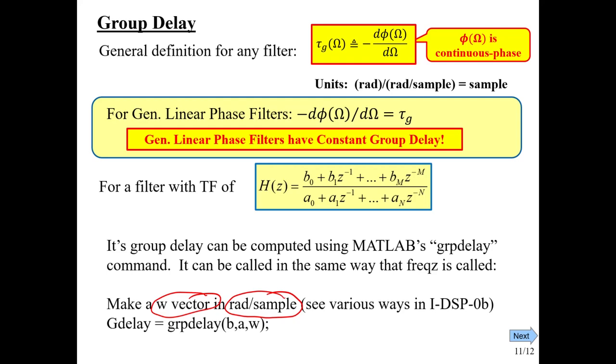So that is my discrete time frequency in radians per sample. I put it in and I run the group delay command, and it will compute the group delay for me. And then I can plot it versus omega, or more often than not, we want to plot it versus frequency in hertz. So we would convert that omega into hertz, remembering that pi converts to fs over 2. Then we can make plots, and then you look to see, is it constant or what is it doing over frequency?